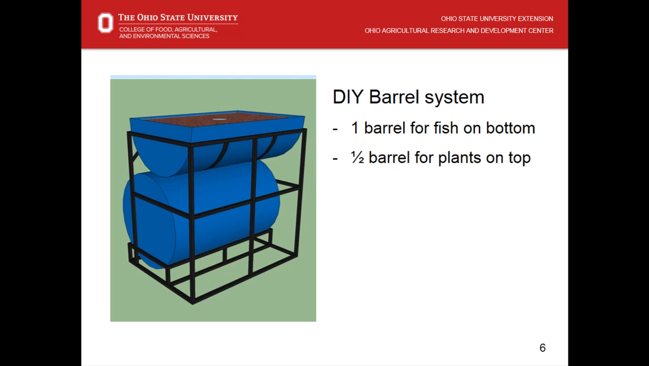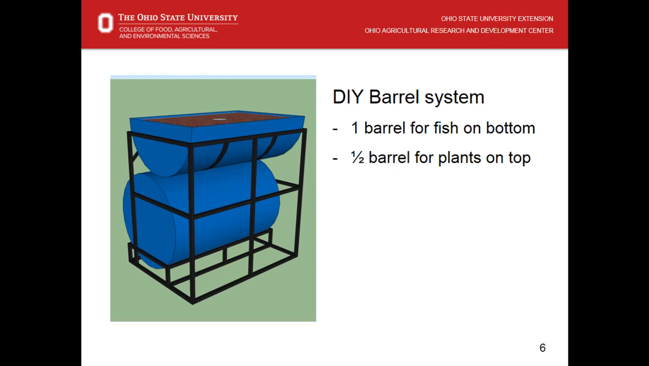Like I said, they made a lot of cuts, but I think they were just small pieces. But you just need one barrel for the bottom. The system that I'm going to demonstrate for you guys is this one right here. So you need a whole barrel for the bottom, and you need a half barrel for the top. So just keep that in mind when you go to buy barrels. If you want to do this system, you need 2 barrels.